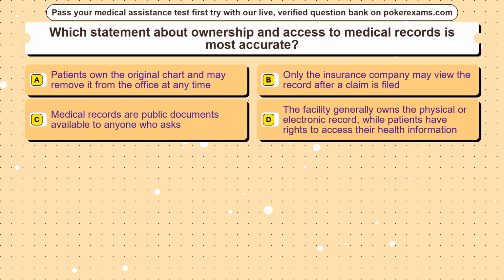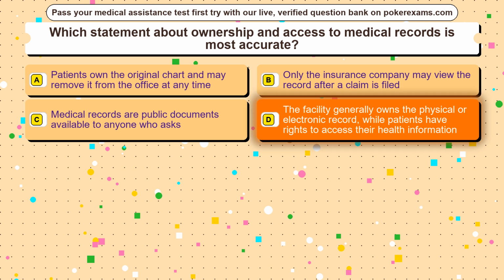Question 72. Which statement about ownership and access to medical records is most accurate? Option A. Patients own the original chart and may remove it from the office at any time. Option B. Only the insurance company may view the record after a claim is filed. Option C. Medical records are public documents available to anyone who asks. Option D. The facility generally owns the physical or electronic record, while patients have rights to access their health information. The correct answer is option D.